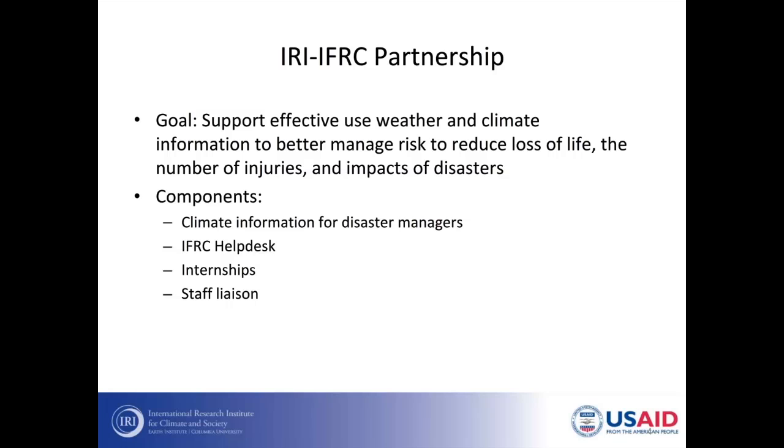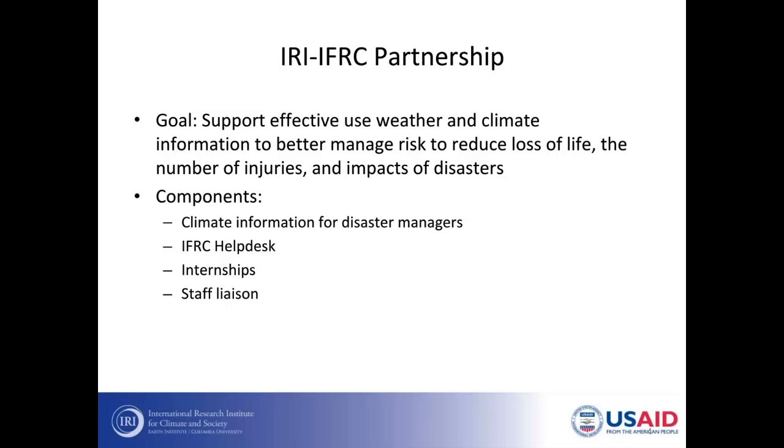The IRI and IFRC partnership formed back in 2007 to address the need to reduce the impact of global weather and climate-related disasters through prevention and preparedness activities, early warning, and also early action. The partnership goal is to support the effective use of weather and climate information to better manage climate risks in order to reduce the loss of life, the number of injuries, and the impacts of disaster. There are four main components to the IRI-IFRC partnership, and all of these contribute to the success of this collaboration.